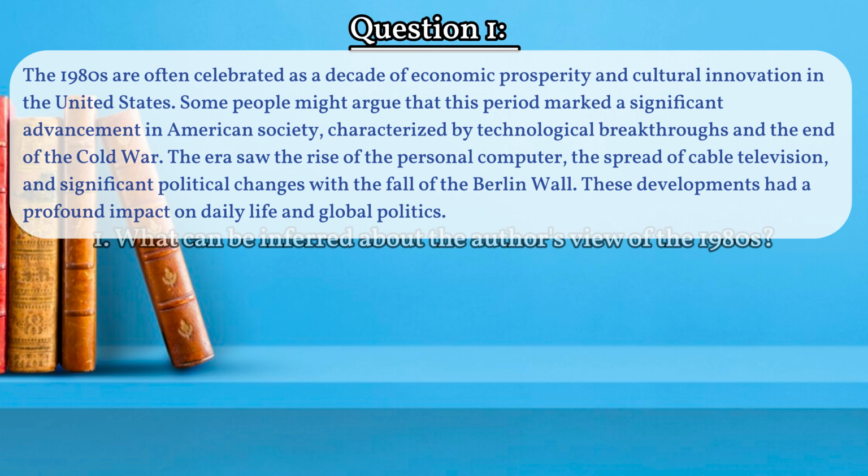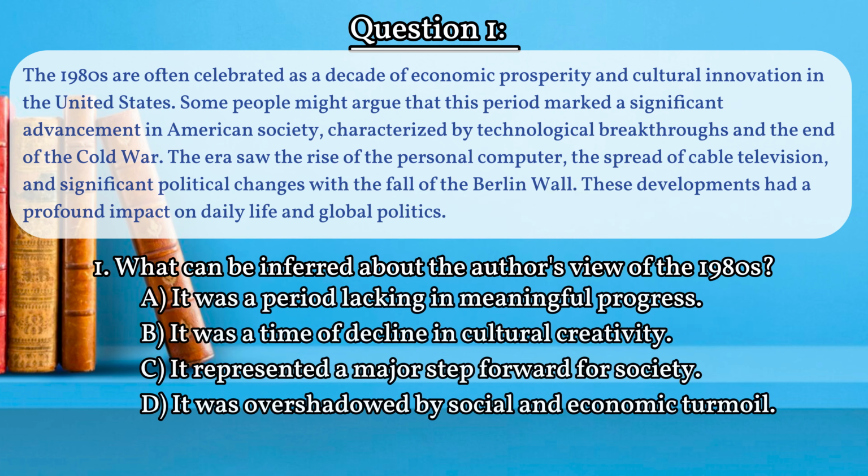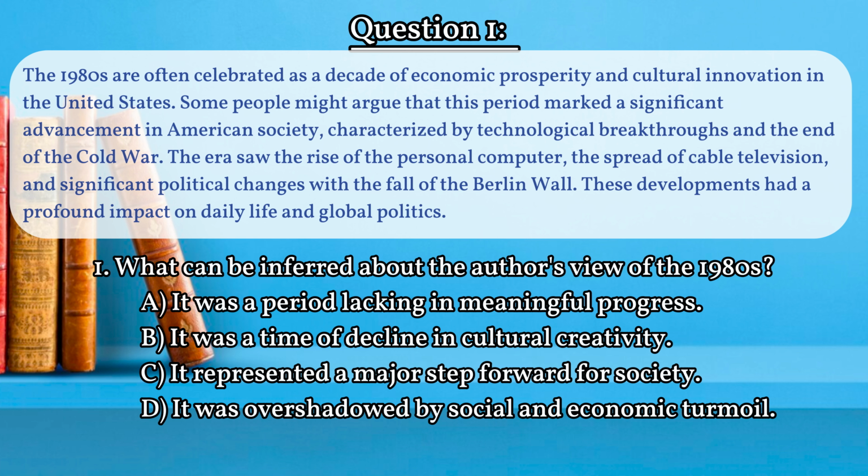Question 1. What can be inferred about the author's view of the 1980s? Think about how the author describes the 1980s. The passage talks about economic prosperity and cultural innovation, right? Now, what does that tell us about the author's overall view of the decade? Consider each answer choice carefully. If you said C, it represented a major step forward for society, then you're spot on. The author clearly sees the 1980s in a positive light, focusing on significant advancements like the rise of personal computers. So, why aren't A, B, and D correct? They suggest a more negative view or irrelevant points that the passage doesn't support.